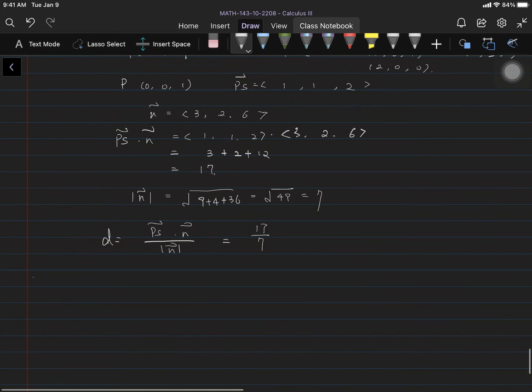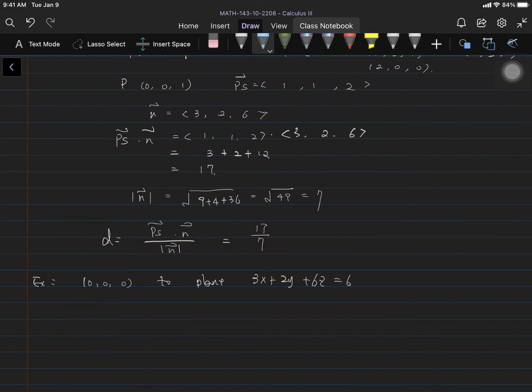So here you can try this exercise problem. Find the distance from the origin to the plane 3x + 2y + 6z = 6. Here I can give you the solution.